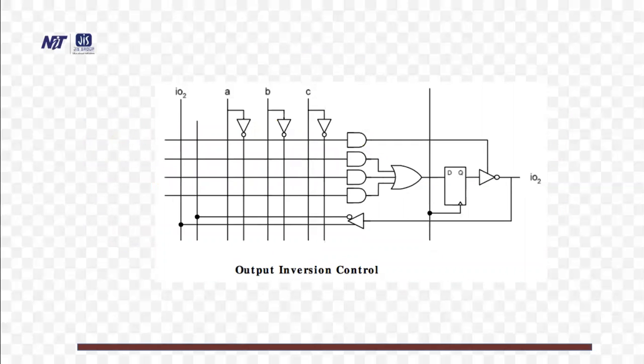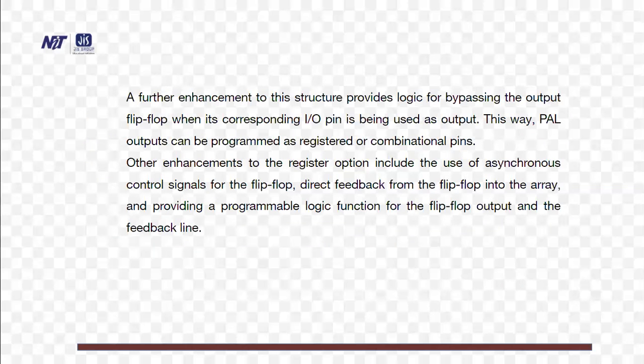So output inversion control. So this is an example. A further enhancement to this structure provides logic for bypassing the output flip-flop when its corresponding I/O pin is being used as output. This way, PAL output can be programmed as registered or combinational pins. Other enhancements to the register option include the use of asynchronous control signals for the flip-flop, direct feedback from the flip-flop into the array, and providing a programmable logic function for the flip-flop output and the feedback line.